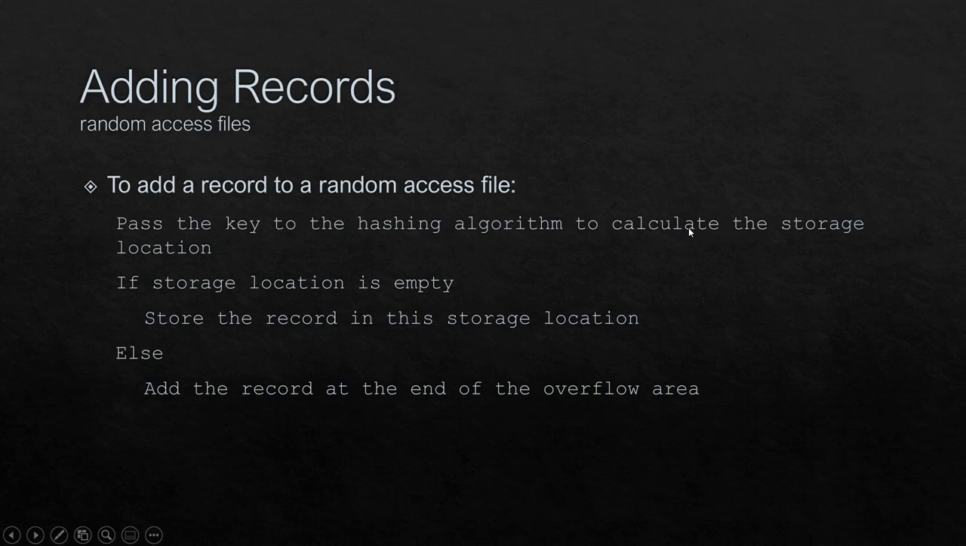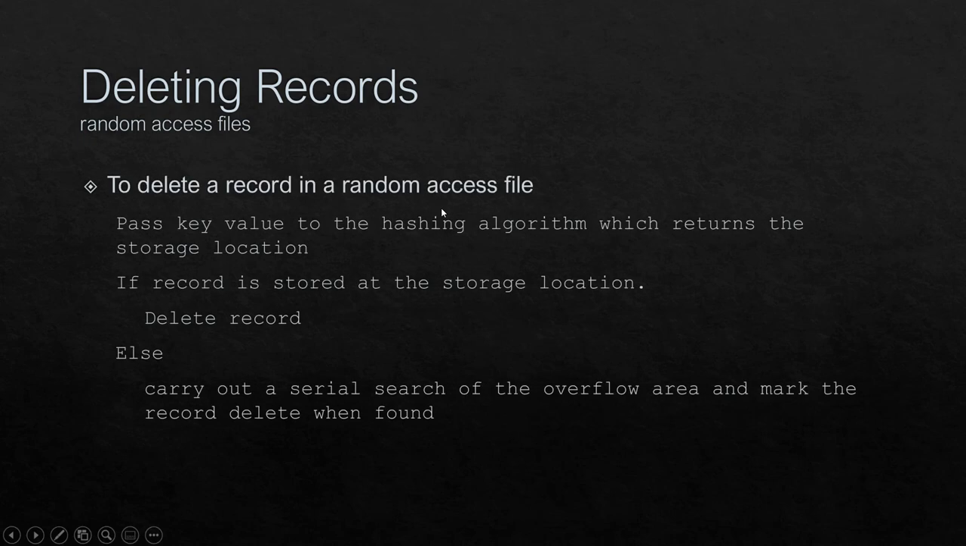If we're going to add records, what we're going to do is we're going to pass the key to the hashing algorithm to find the location of the storage, the bucket that we need. We're going to go to that bucket. If there's space, we'll put it in there, and if there isn't space, we'll add it to the end of the overflow area.